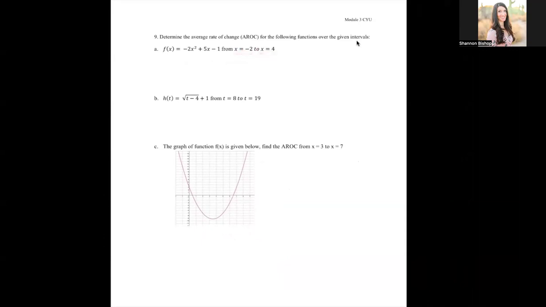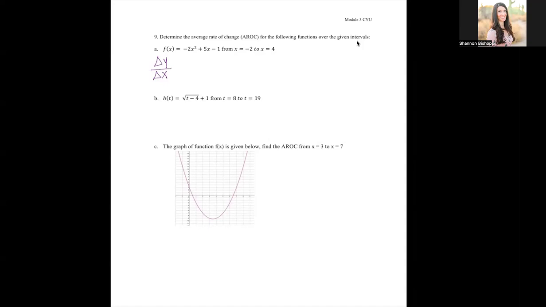Now, in order to find the average rate of change, we're essentially just going to be looking for the change in the outputs divided by the change in the inputs. But the thing is we don't have the output values yet. And that's where using the function, and I'm going to use function notation for this, becomes very helpful.